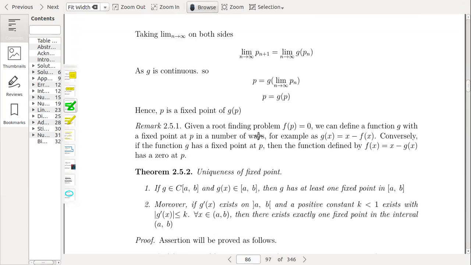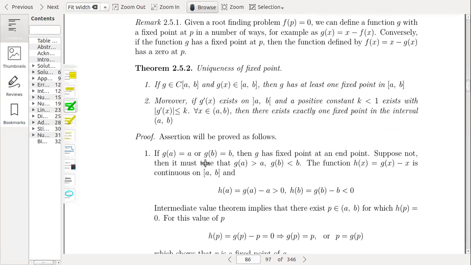Remark: given a root finding problem f of p equal to 0, we can define a function g with a fixed point at p in a number of ways. For example, g of x is equal to x minus f of x. Conversely, if the function g has a fixed point at p, then the function defined by f of x equal to x minus g of x has a 0 at p. So there are many ways to redefine the function.